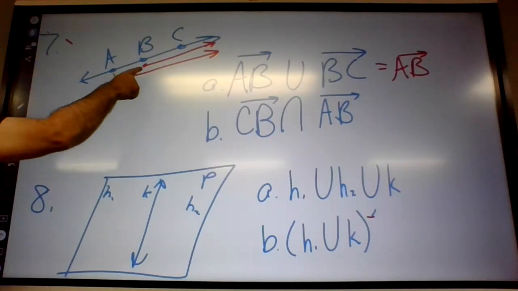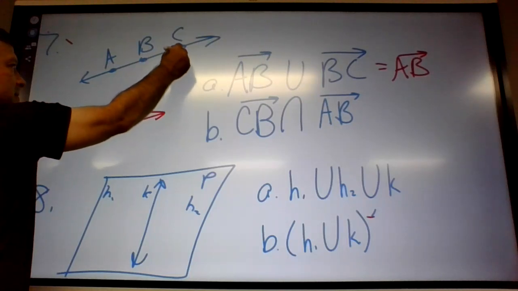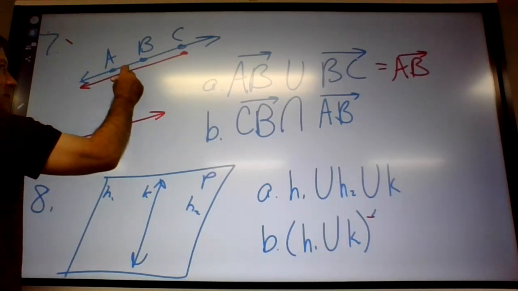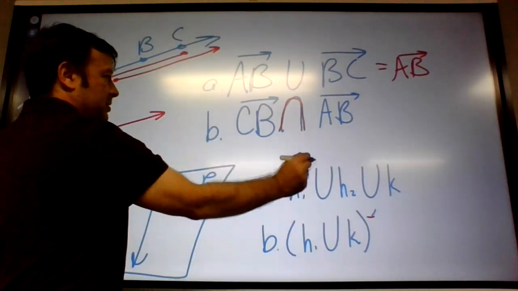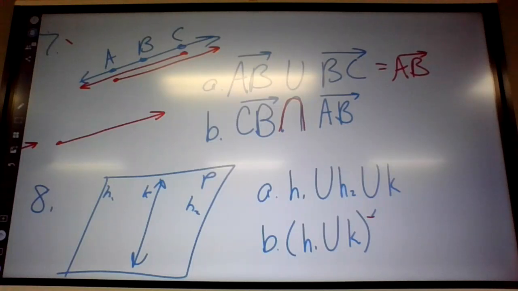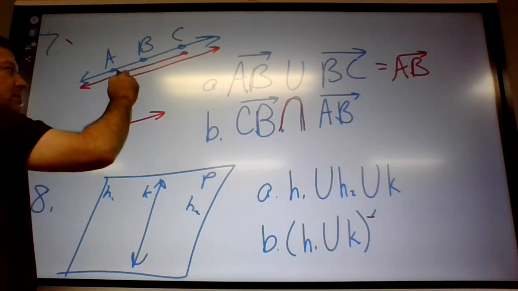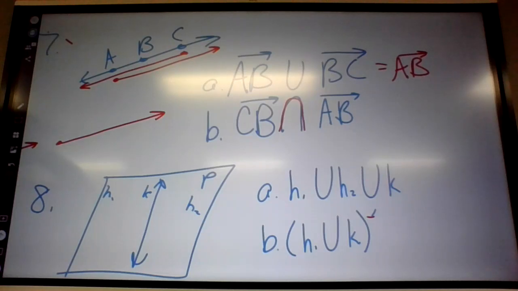All right, and then, so this is Ray CB and Ray AB. This time, what is the intersection of those two rays? Would it be line segment AC? Right. So somebody in another class said line AC. Why would that be wrong? Because ray AB doesn't have, it's not going the other way.